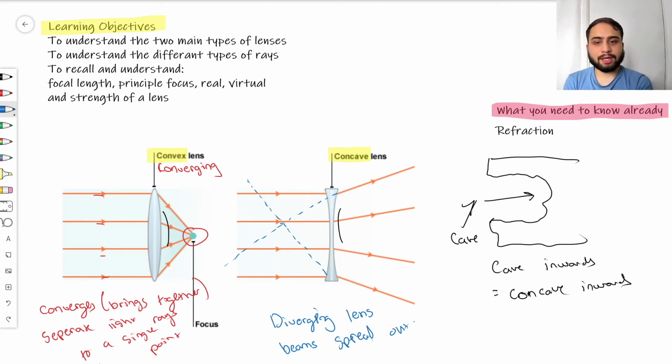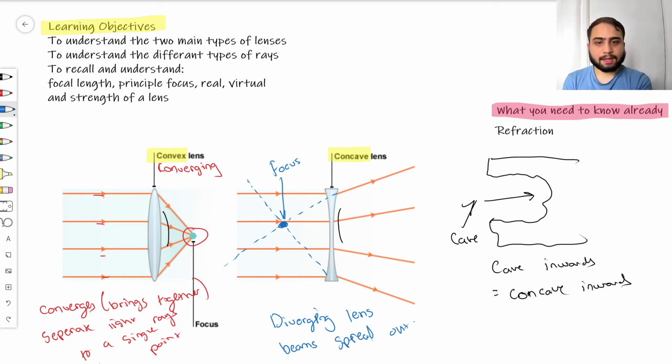The point where these beams cross over or intersect is the concave focus point. You can often hear this called the focus, the focal point, or the principal focal point. These are all interchangeable words. They all mean the same thing, but I'm just letting you know in case you come across them and get confused. Now you understand the two main types of lenses, what they do to light beams incident upon them, and you know a little bit about real and virtual beams. That's what I'm going to get into next.